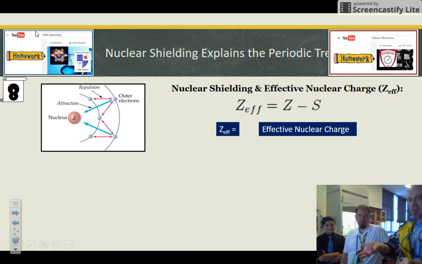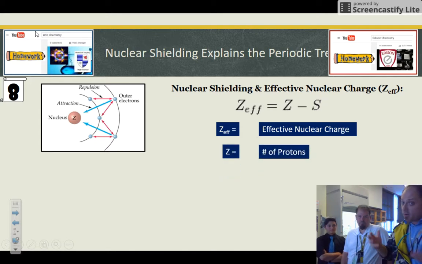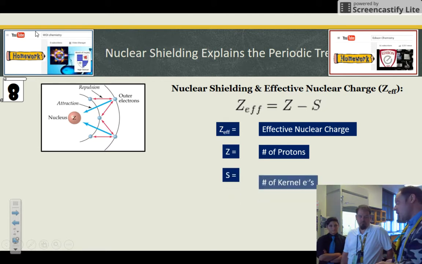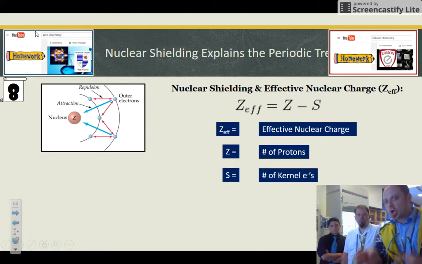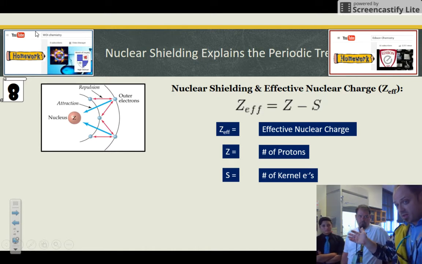We have to look at Z effective, which is defined as effective nuclear charge. Z is the number of protons. So on the right-hand side of this equation is the number of protons. So that's the number of positive charges in the nucleus. S is the kernel electrons. So all the electrons between the outer electrons and the nucleus.